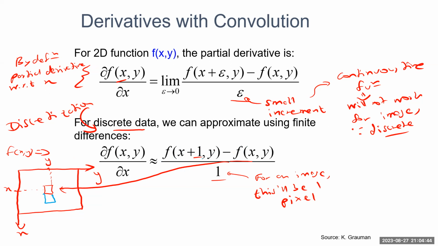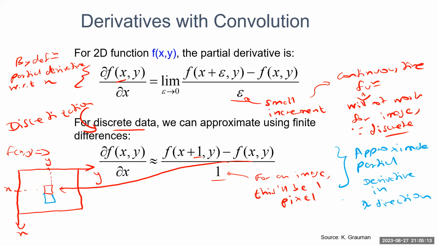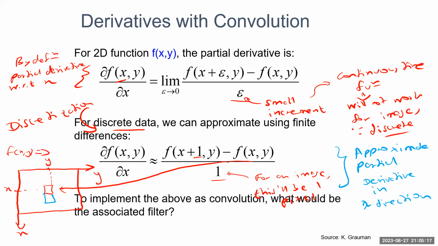It's the same thing as finding the differentiation, right? We can call this the approximate partial derivative in the x direction. Next, any questions up to now?